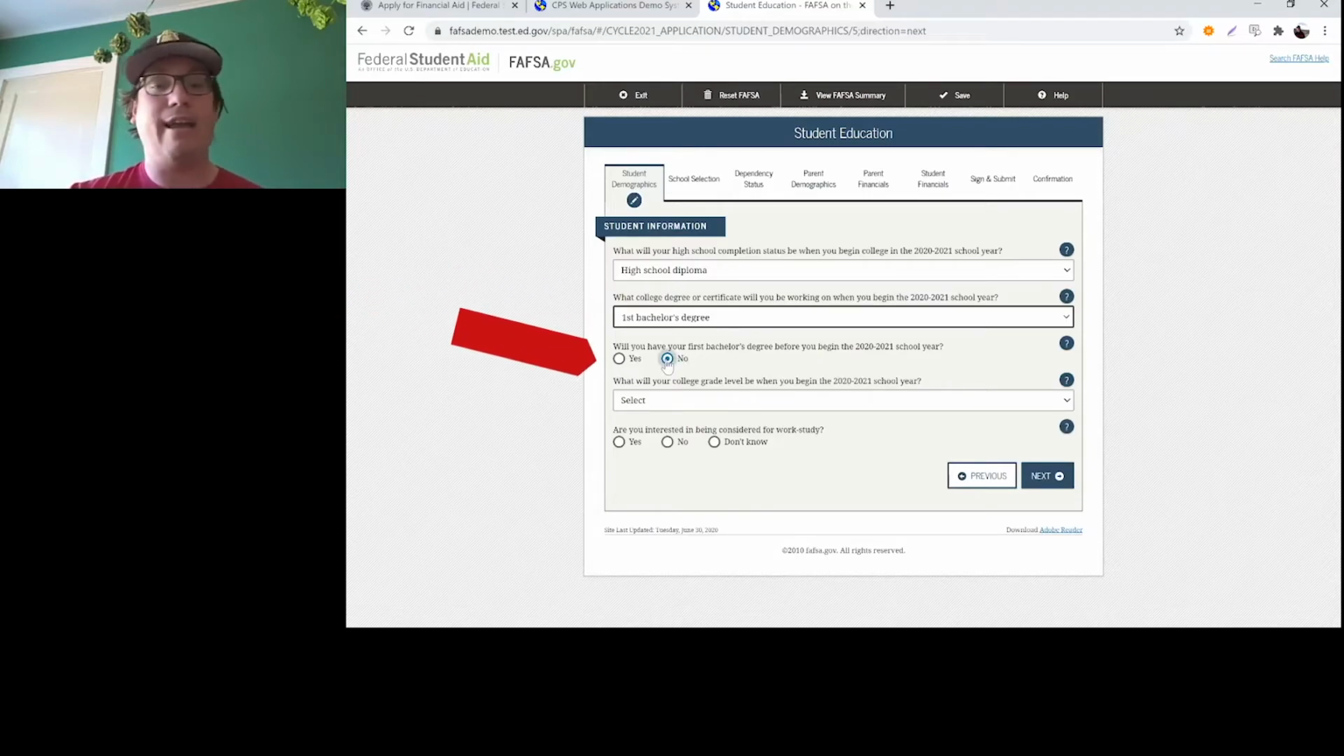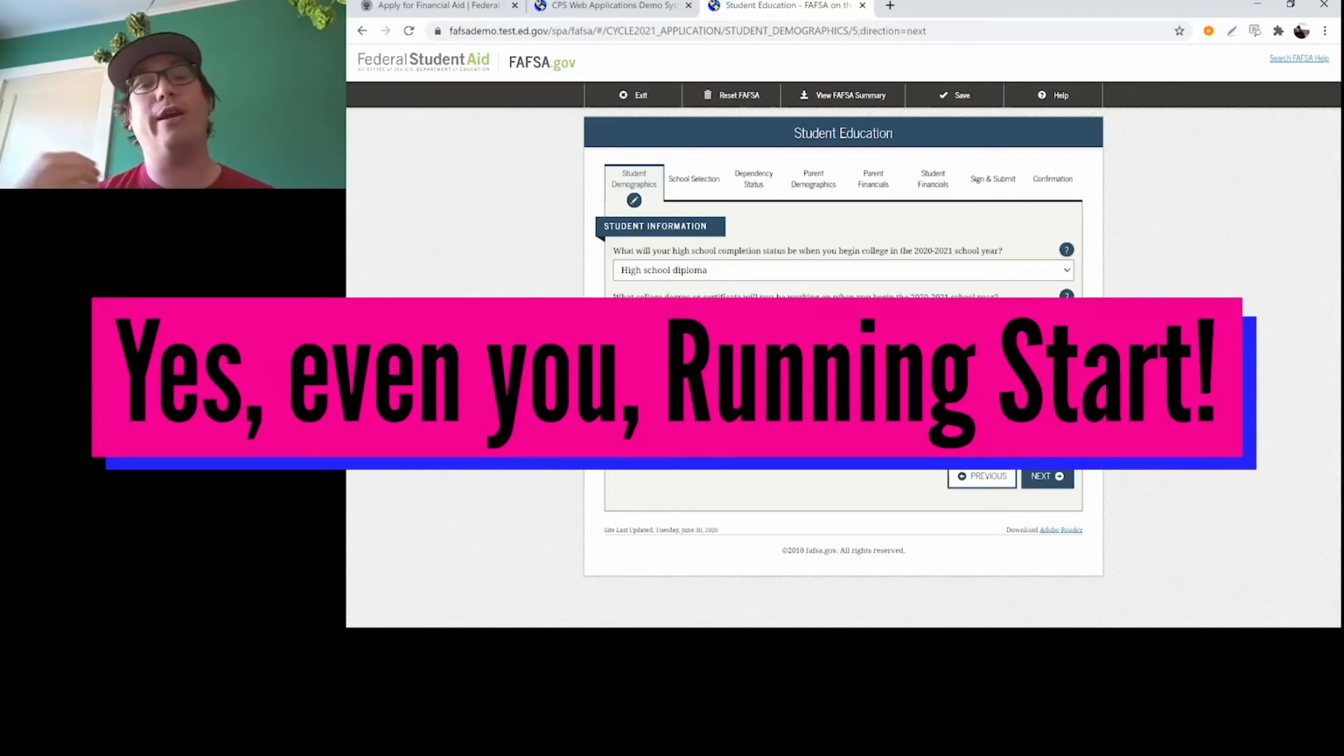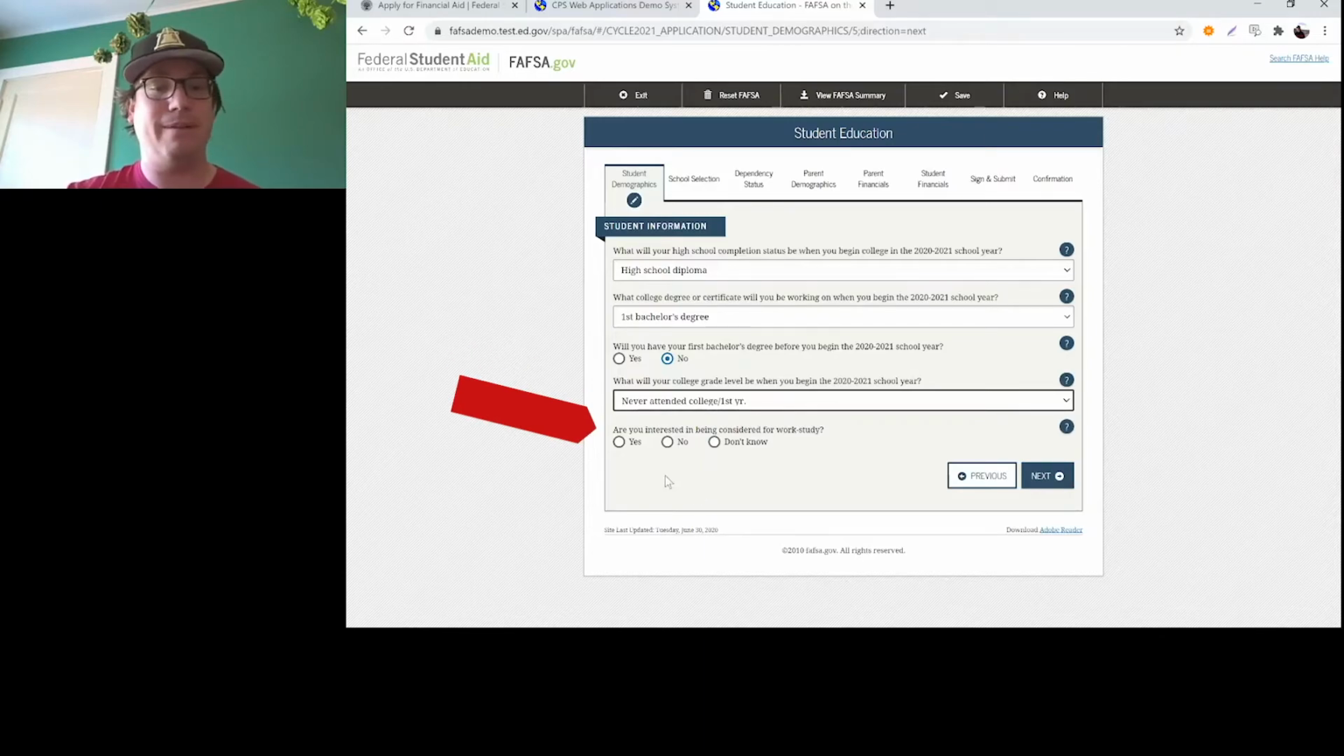I will not have my bachelor's degree yet because I'm just going to college for the first time. And since I'm going into college right away, I've never attended college before. This is my first year. Even if you are a running start student who has done 2 years of college, you're still going to put never attended college before, first year. Okay? If you are a student who just finished your first year in college after you've graduated, then you would choose second year, sophomore. Okay?